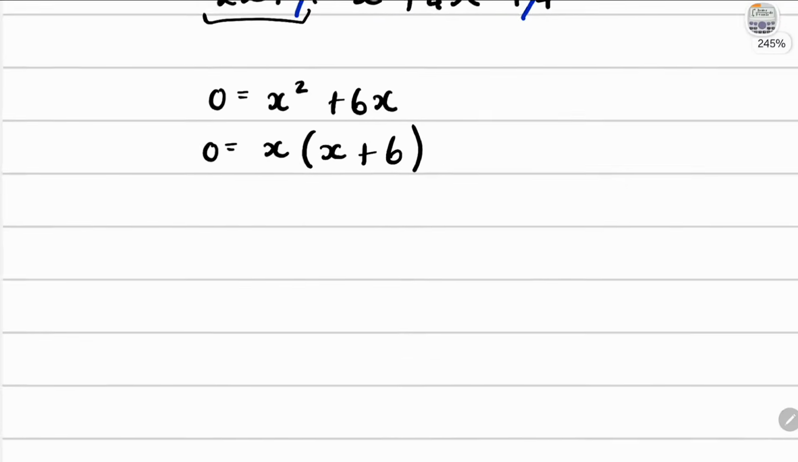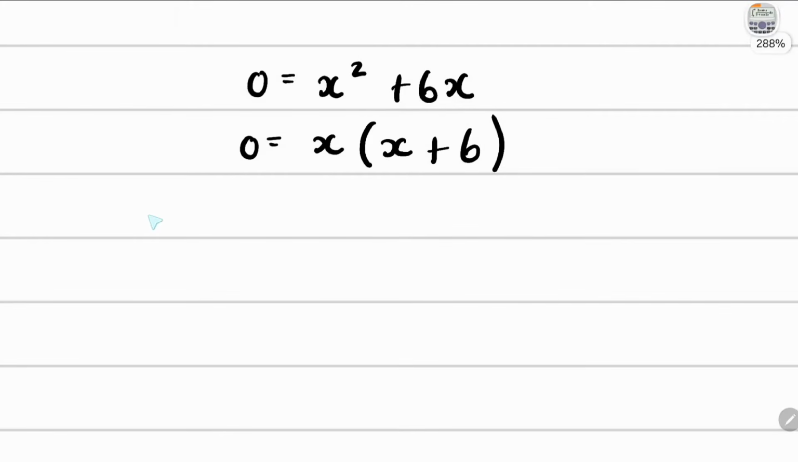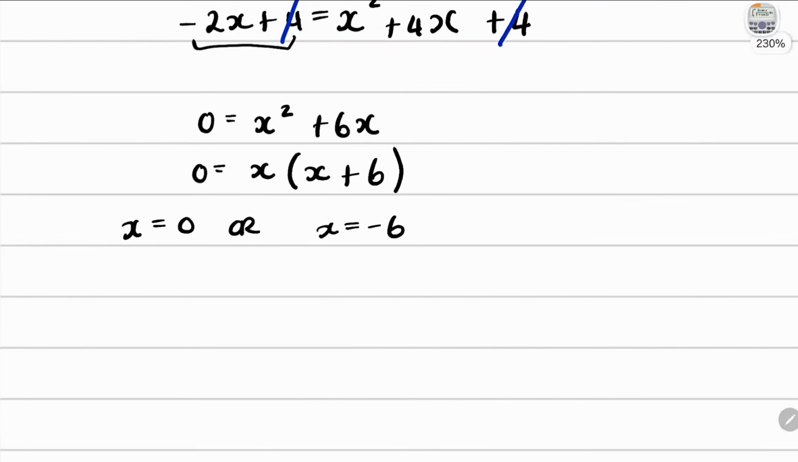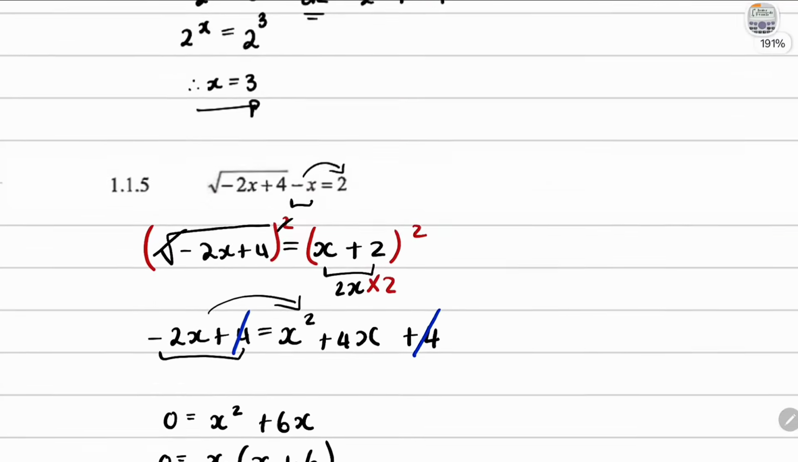And then let's solve for x. Something times something gives you 0. It means that the first thing is either equal to 0 or the second thing is equal to 0. And of course, if you take the positive 6 over, it becomes negative. Okay, so these are our two solutions.